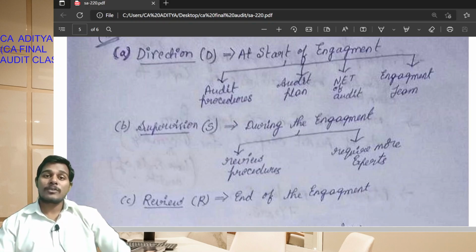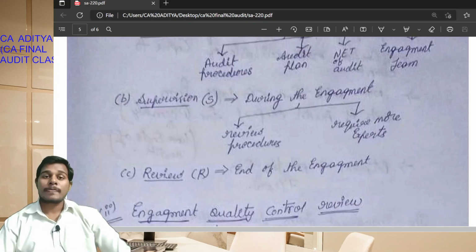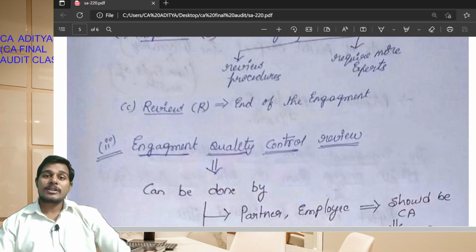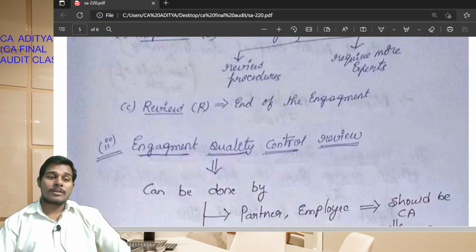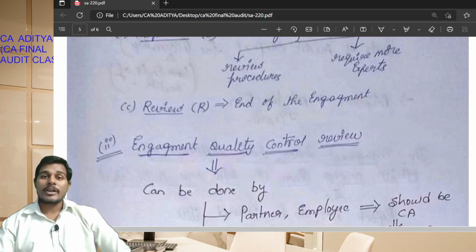At the time of supervision, that is during the audit, the engagement partner or audit firm should check whether there is any requirement for review of procedures and whether a more experienced expert or more experienced staff is required for the audit. And also at the end of the engagement there should be a review.